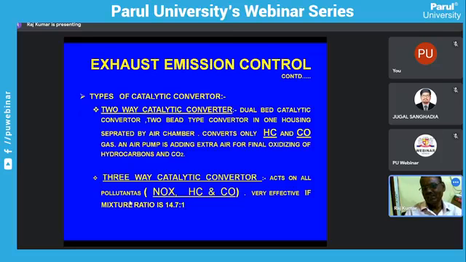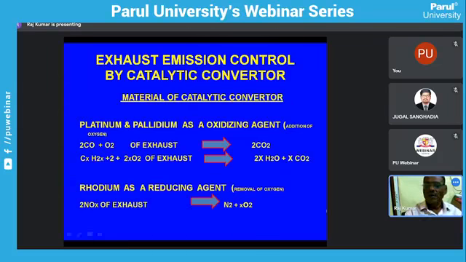All three chemical compounds react, and then these chemical compounds are converted into less harmful or harmless compounds. The compounds which are very costly are platinum, palladium, and rhodium. Platinum, palladium, and rhodium are coated on the metal surfaces to convert hydrocarbon into less polluting compounds.